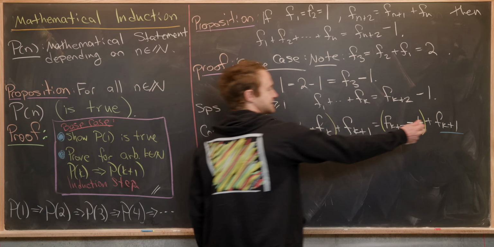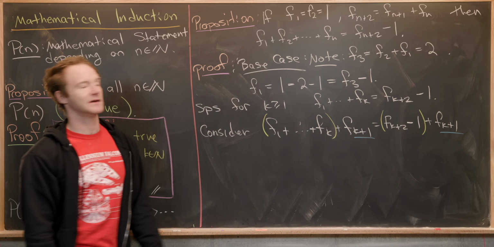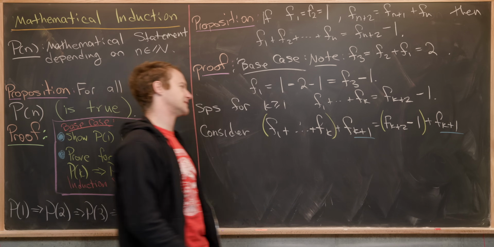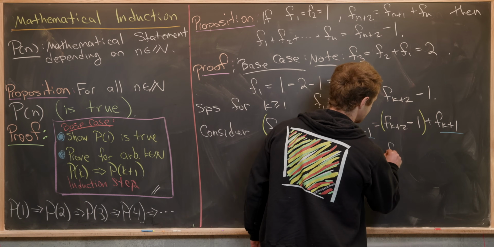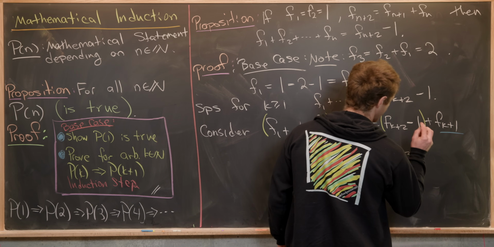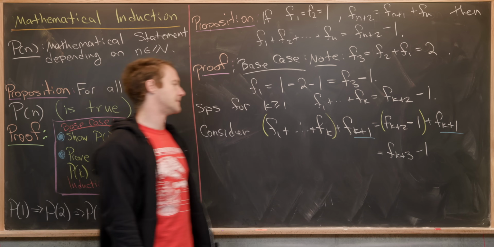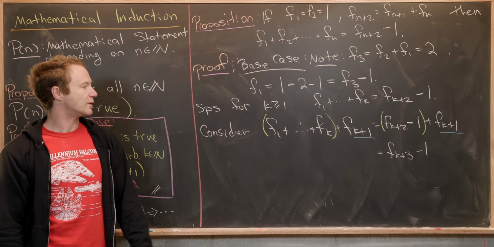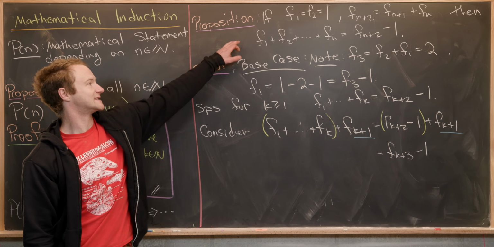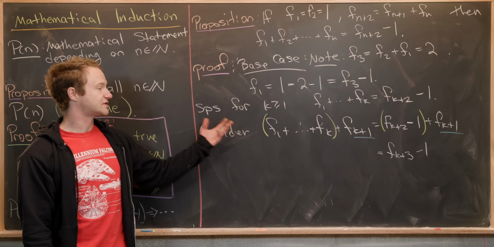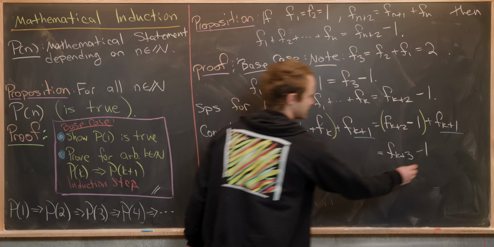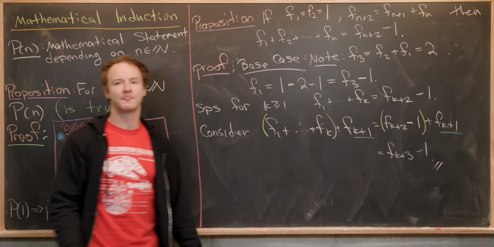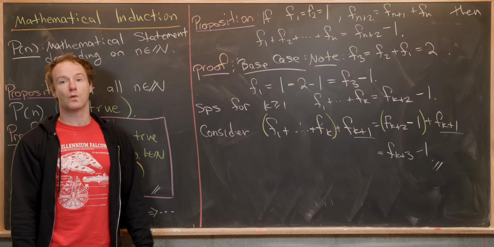Okay, now we can apply our recursive definition. So we know that f sub k plus 1 plus f sub k plus 2 will be equal to f sub k plus 3. So this is equal to f sub k plus 3 minus 1. But that's exactly what we want it to be in order to establish this formula. And so that finishes this proof by the principle of mathematical induction. Okay, I'll get rid of this and we're going to do one more example.